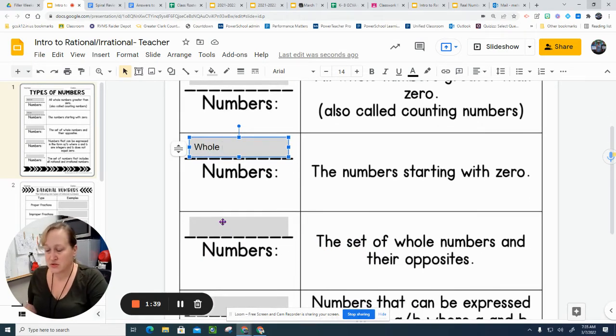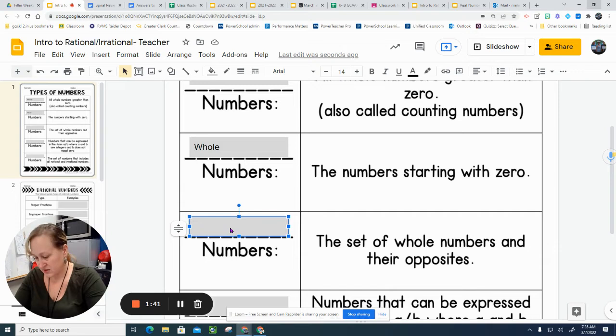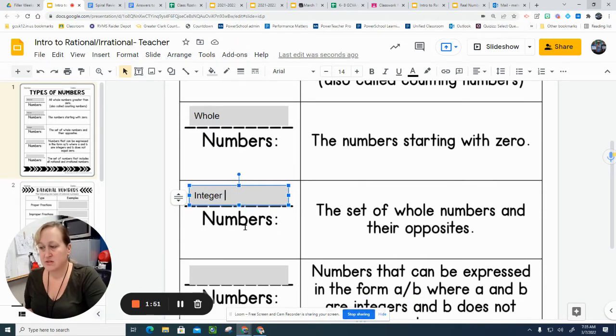The set of whole numbers and their opposite are called integer numbers. And those are the ones that we've been working with recently in order to do our operations. These are your negative numbers. So these are all inclusive, and you'll have a different graphic organizer tomorrow to try to help you sort them out.